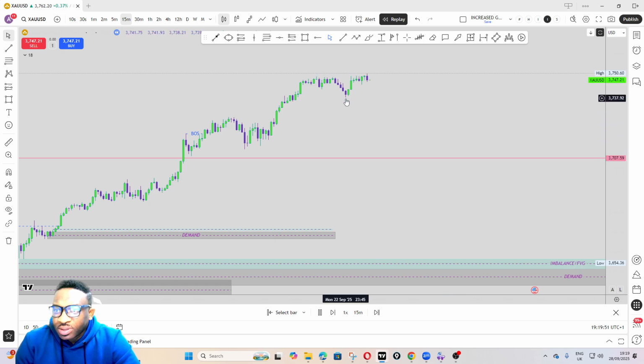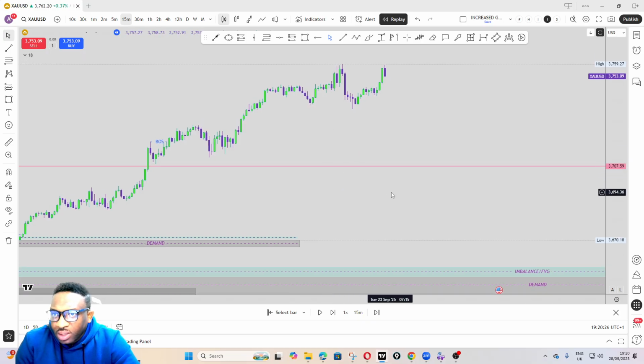So we've put in this low here, this low point here. If we should get this low taken out, this could be something that we've been looking for. Let's see.